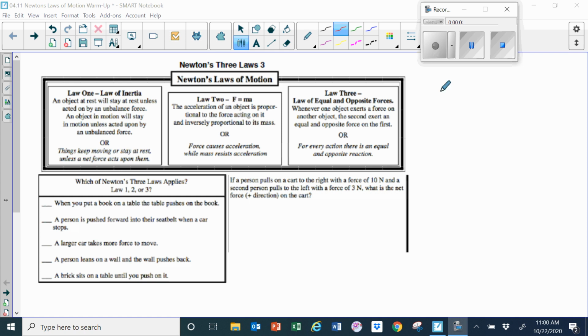Nice worksheet that describes Newton's three laws of motion. And this is great for your notes, and you should keep it. It describes it. It has all three of them. The first law, law of inertia. The second law, F equals ma. And law number three, the law of equal and opposite forces.